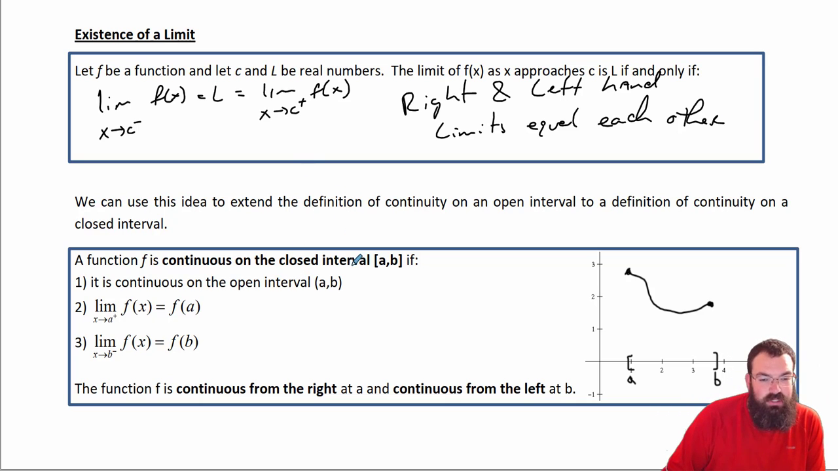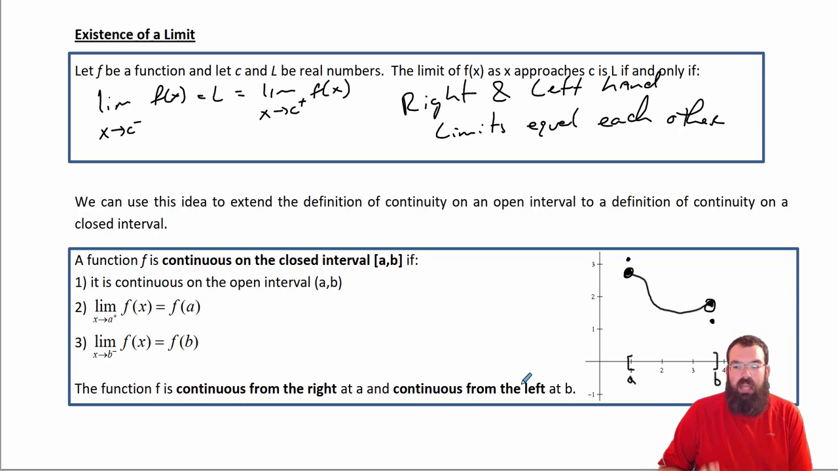Here's another definition, just real quick. The function f is continuous on the closed interval a to b if it's continuous on the open interval a to b, and the limit as x approaches a from the right is equal to f of a. That means if I plug a into the function, this has to be closed. It can't be an open hole with a closed hole somewhere else, and likewise at b. Because it's continuous from the right at a and continuous from the left at b, we say the function is continuous on the closed interval a to b.